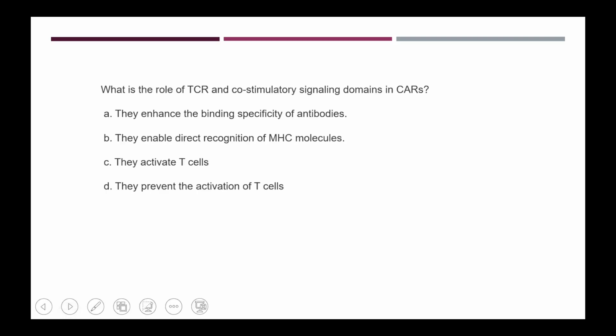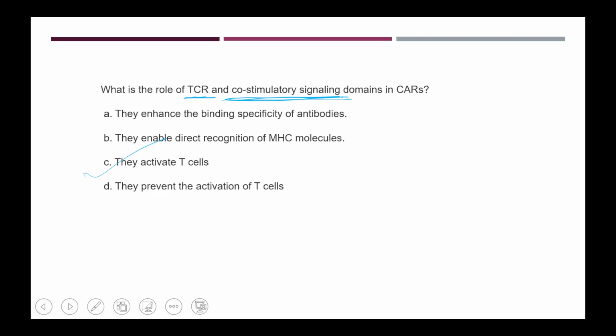So what is the role of TCR and the co-stimulatory signaling domains in the CAR? They enhance the binding specificity of antibodies. They enable the direct recognition of MHC molecules. They activate T cells. Yes, so these co-stimulatory signals activate the T cells.